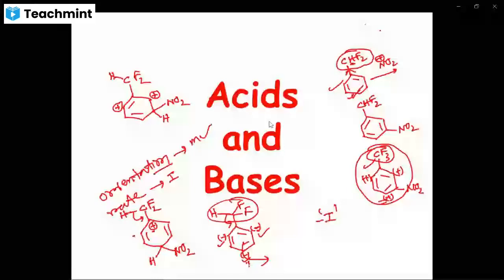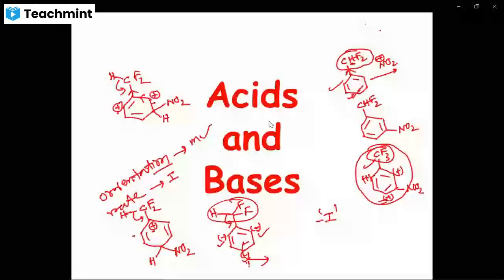Only what it can do, only this group can destabilize the system by inductive effect. There is no stabilization by hyperconjugation. So for the meta attack, only the destabilizing factor is present, no stabilization is present. But for ortho and para attack, both stabilizing and destabilizing factors are present. So we have to go with the stabilizing factor.